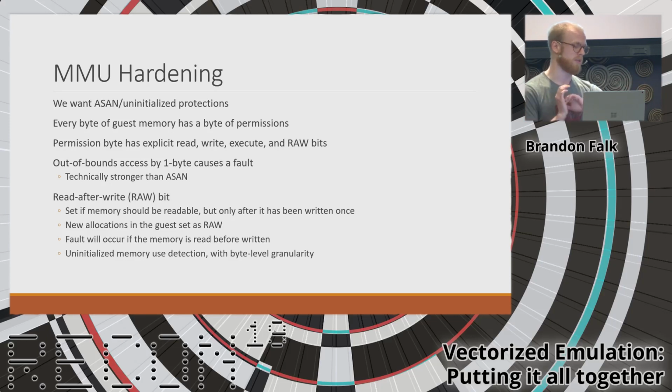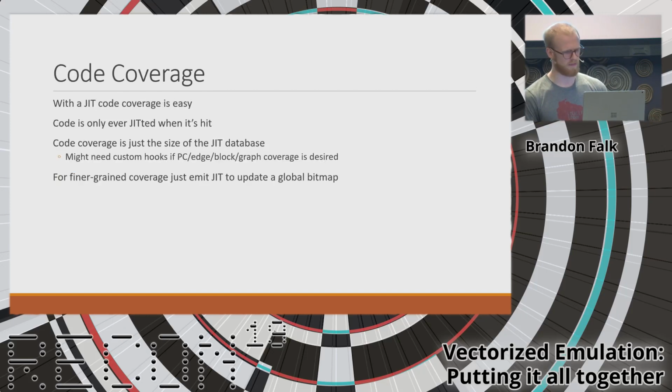Like, all you have to do is just copy that raw bit every single time a write occurs, and you don't even have to check. You don't have to do it dynamically. It's pretty convenient. So, and then finally, code coverage. I have to gather code coverage because that's what everyone does now.